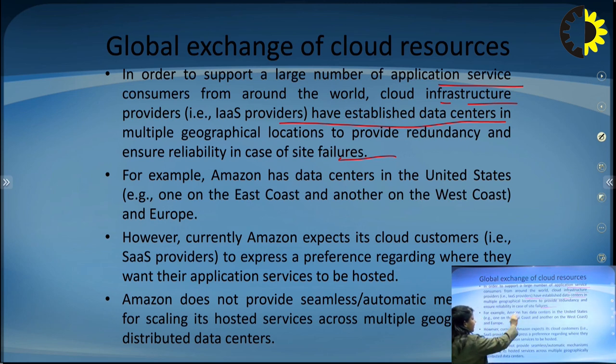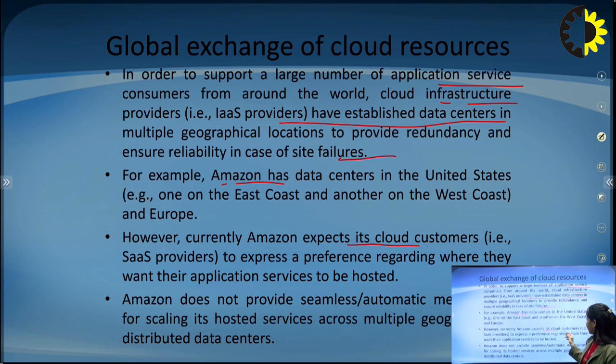So this is an example. Amazon has a data center in the United States, one on the East Coast and another on the West Coast, and one in Europe. So if the East Coast server goes down, then the other servers will remain as they are. So it will be fault tolerant.